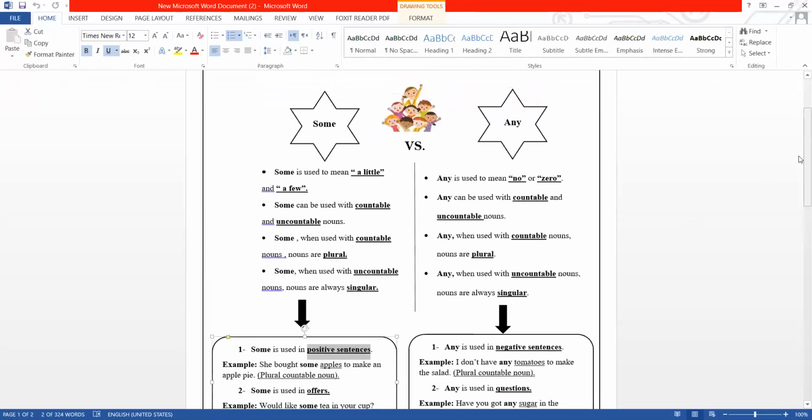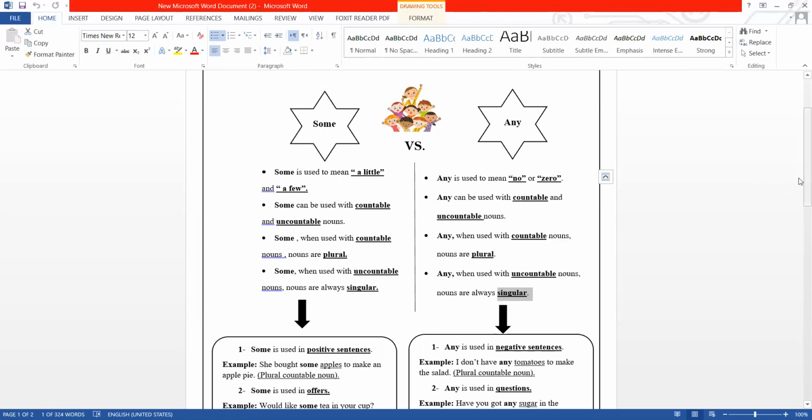Moving to any. Any is used to mean no or zero. Like, I don't have any milk. It means that I have zero amount of milk in my house or my kitchen. Any can be used also with countable nouns and with uncountable nouns. Just like some, any, when used with countable nouns, nouns must be plural. And any, when we use it with uncountable nouns, nouns are always singular.